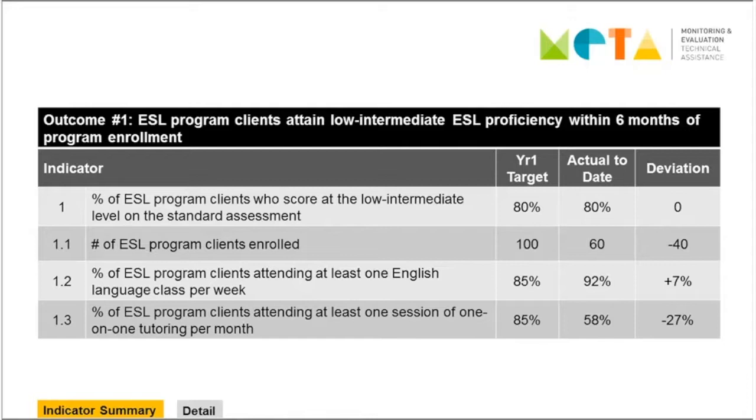Oh, quick question I'm seeing: what is deviation referring to? So what you'll see here is it's just the difference. For example, looking at this indicator 1.1, number of clients enrolled, our target was 100, but the actual to date was 60. Maybe that makes sense because it's only March and this is the annual target, for example. The difference between the target and the actual number that we have seen is 40. So we're 40 under. That's what the deviation is referring to.